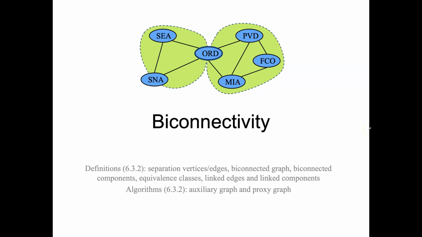In this video, we're going to look at biconnectivity. Now you've seen connectivity. A graph is connected if between any pair of vertices there's at least one path between them. A graph is biconnected if between any pair of vertices there are at least two different paths connecting them.